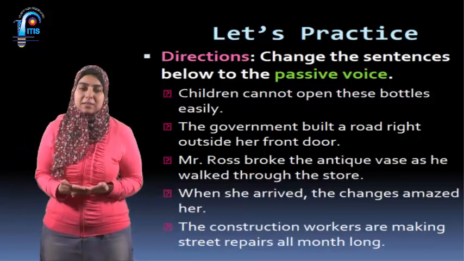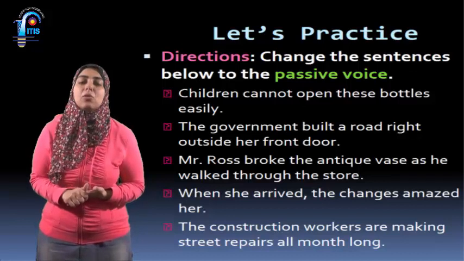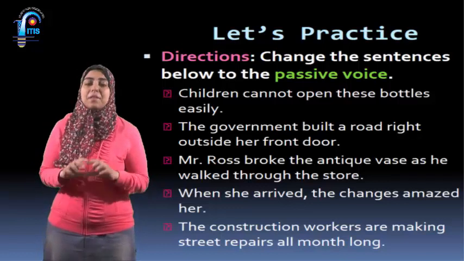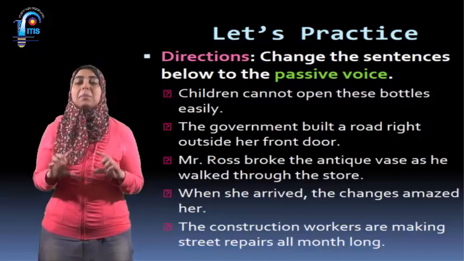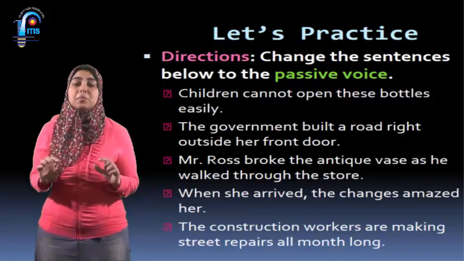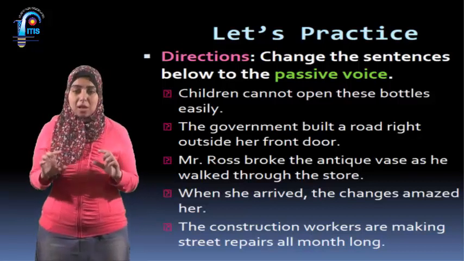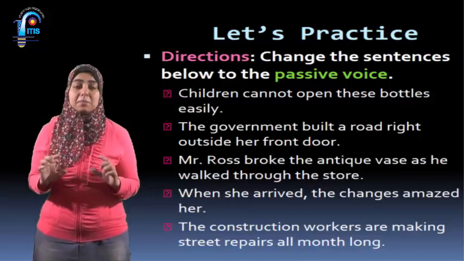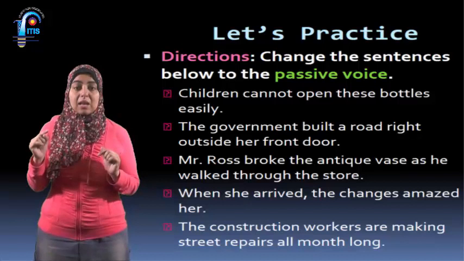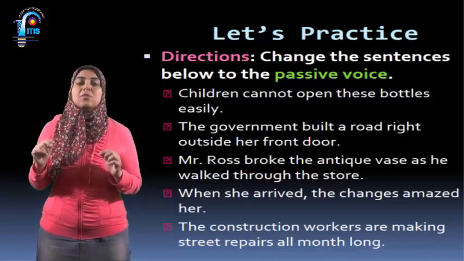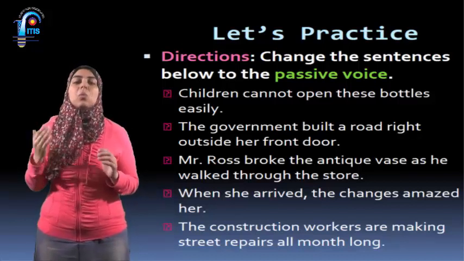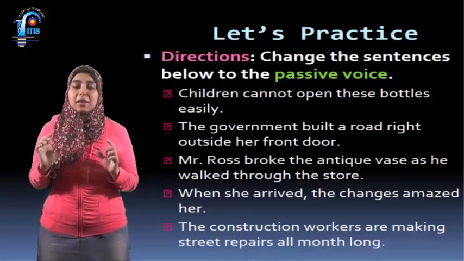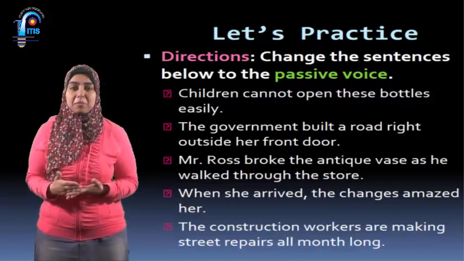Then we have another sentence. The government built a road right outside her front door. Here the government is the subject, built is the verb, a road is the object. So it will be a road. This sentence is in the past simple and the first sentence was in the present. So it will be: a road was built right outside her front door by the government.